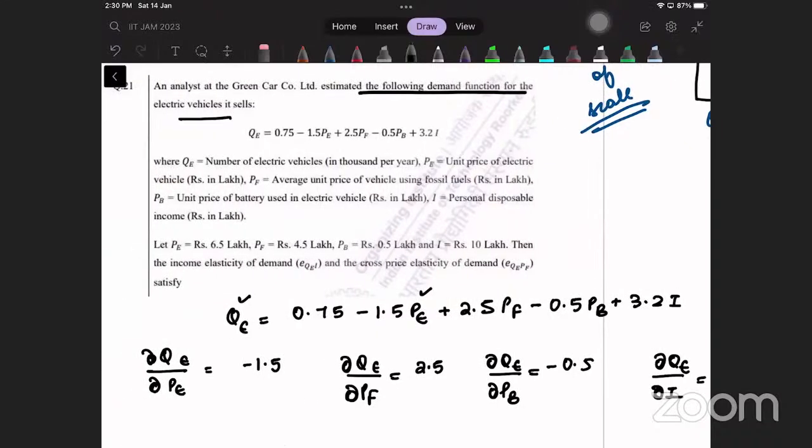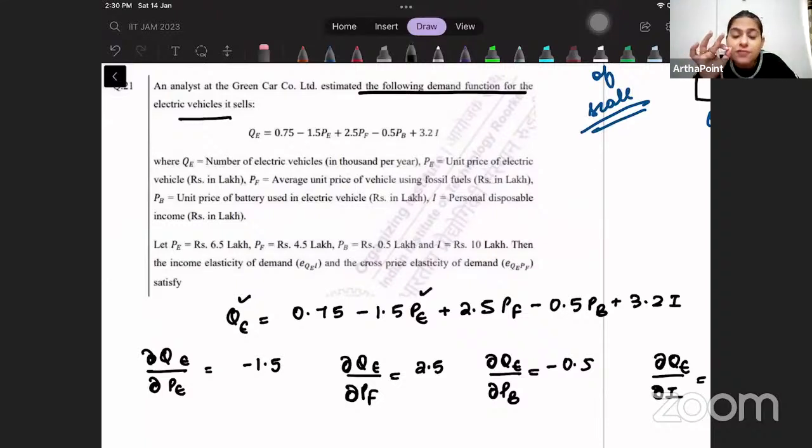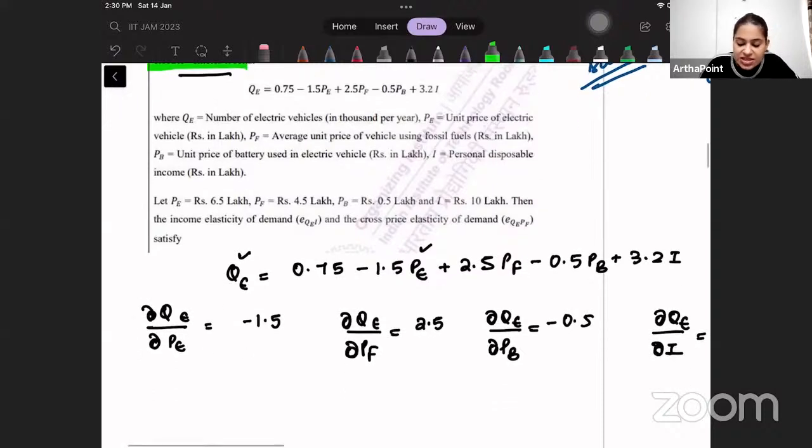Just by looking at this, you should be able to give the properties of this function, the properties of this good. So the good that I'm talking about here is the electric vehicle. This elasticity is negative. That means, for sure, it is not a Giffen good. It has to be a normal good. Its price elasticity is negative. So we understand that it's a normal good. It's not a Giffen good.